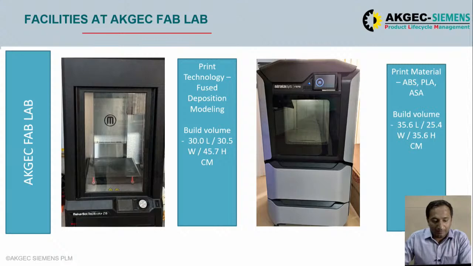MakerBot 3D printer, and its build volume is 30 centimeter length, 30.5 meter width, and 45.7 meter height. This 3D printer is of MakerBot, and this 3D printer is Stratasys F370. It is an industrial grade 3D printer given to us by Stratasys, and the material which can be used to print in this is ABS, PLA, and ASA.